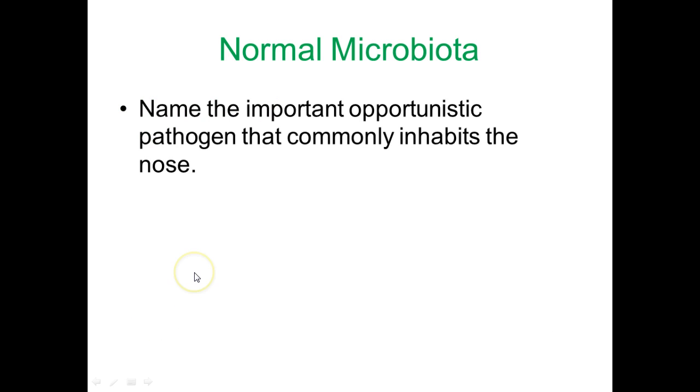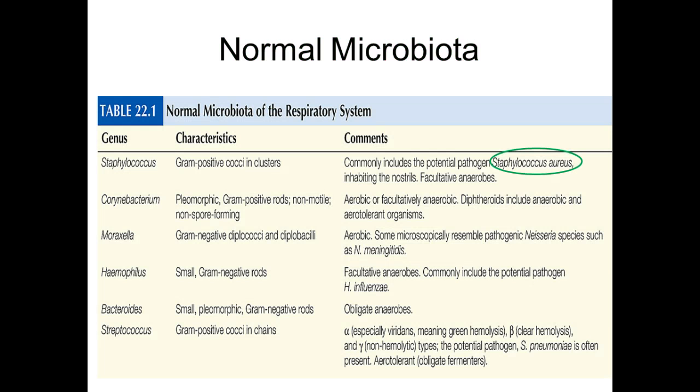So what's the important opportunistic pathogen that commonly inhabits our nose? We've already been introduced to this one. It can cause some pretty serious skin infections. Staphylococcus aureus, right? Good old staph. But we're specific in that Staphylococcus aureus.